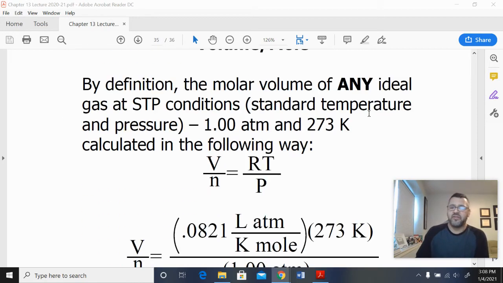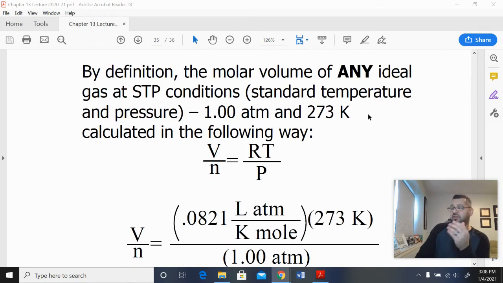Well, a couple of assumptions. Number one, if we consider an ideal gas, PV equals nRT, right? And so at 1 atmosphere and 273 Kelvin, that is what chemists consider standard temperature and pressure. It's a common temperature and pressure that we deal with, and it's given the symbols STP. So whenever you see STP, that means that the gas is at 1 atmosphere and 273 Kelvin.